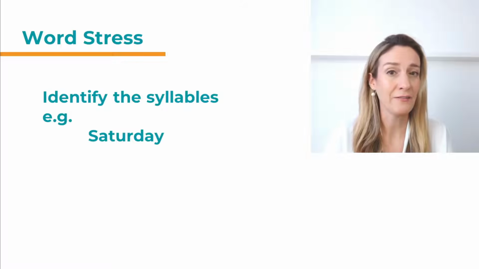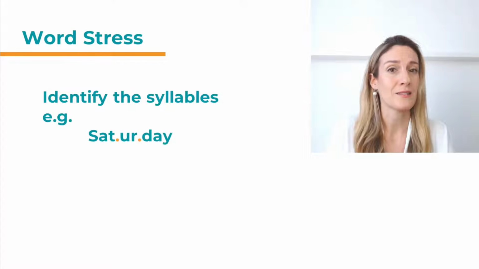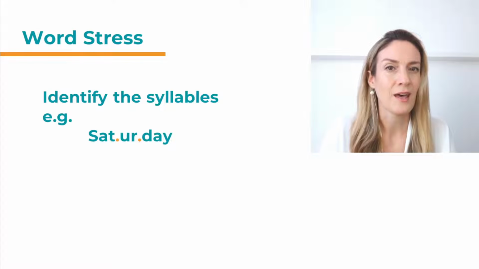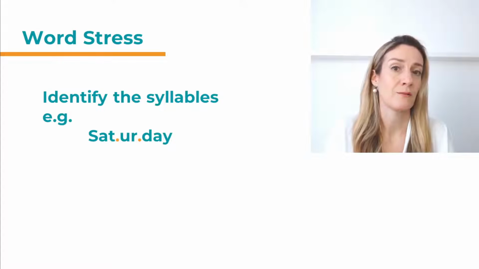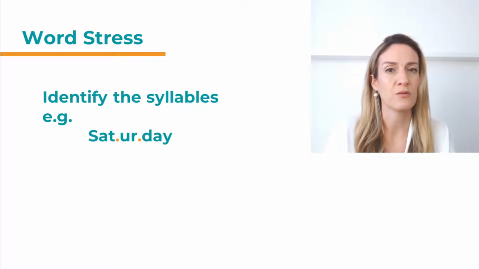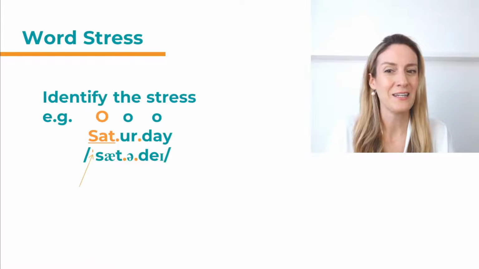Sat-a-day, we have 3 vowel sounds and 3 syllables. And I've shown you the boundary of the syllables here. So I'm going to say the word naturally, and I want you to listen carefully. Which of these syllables is the longer and louder one? Saturday. Saturday. I hope you've heard it. It is the first one. The first syllable is stressed.